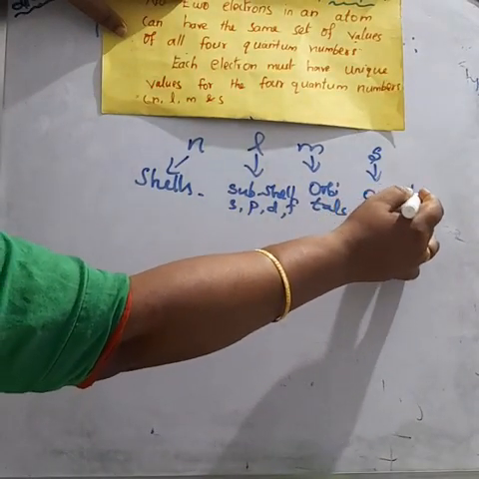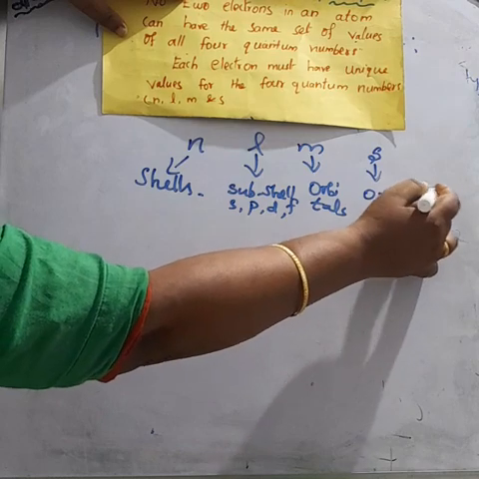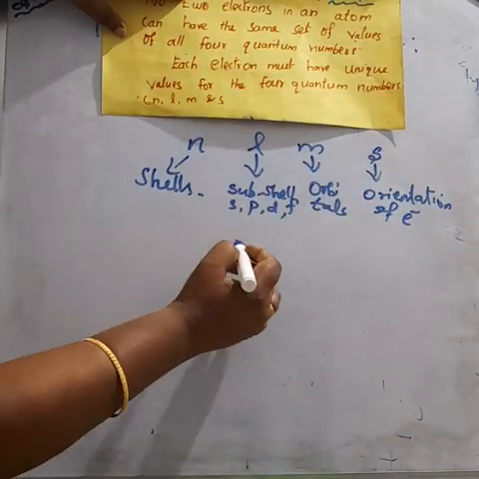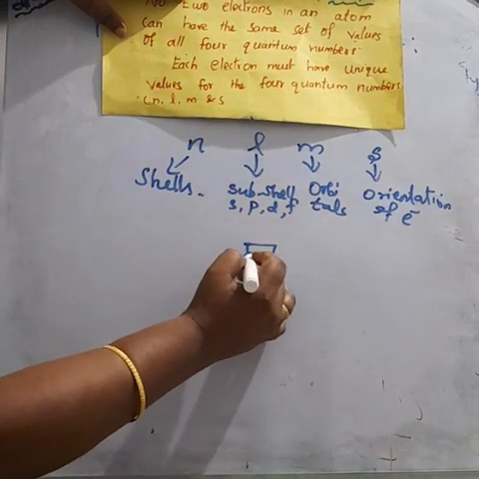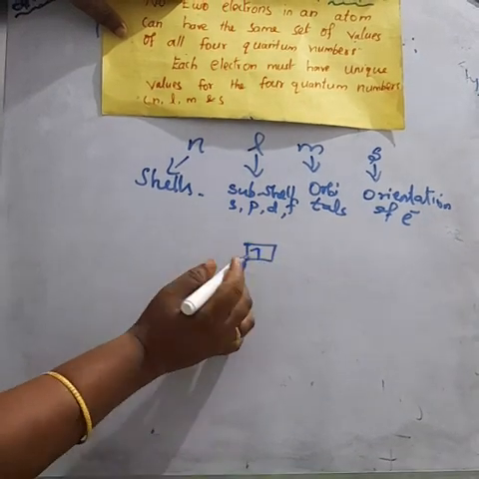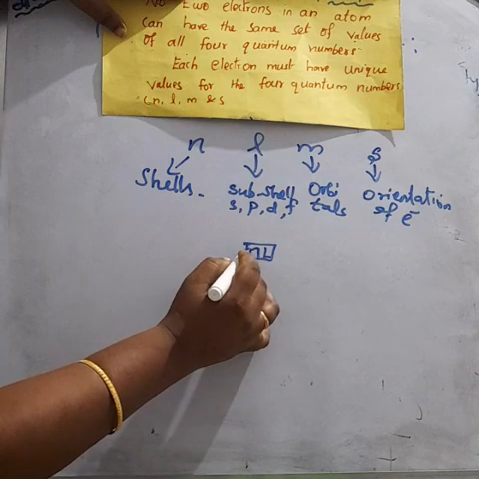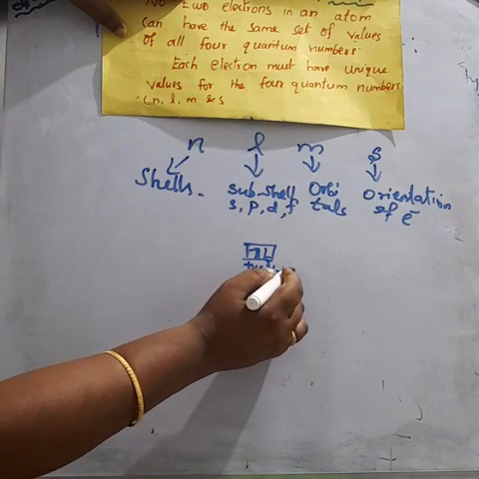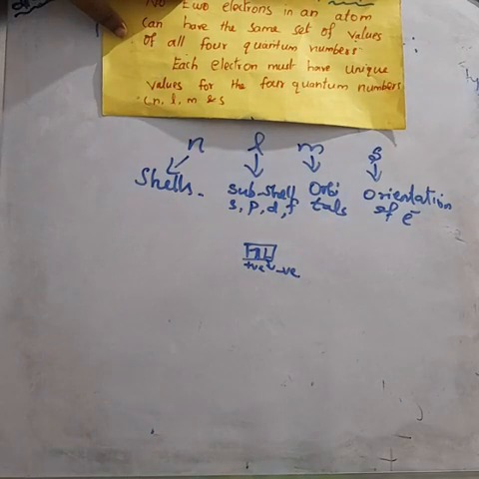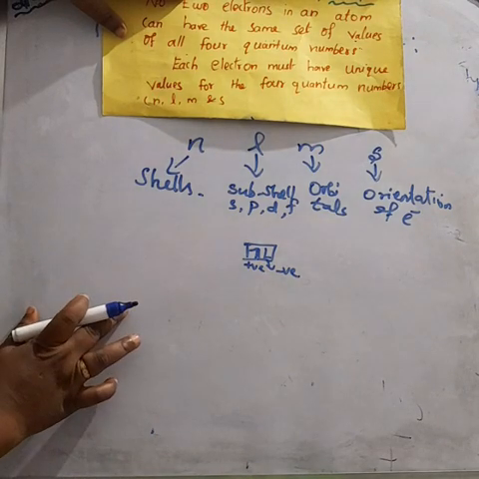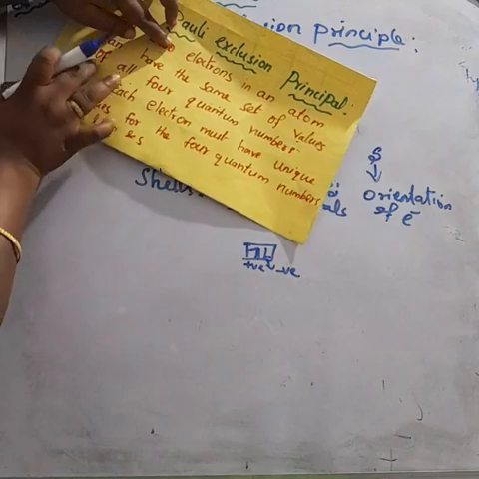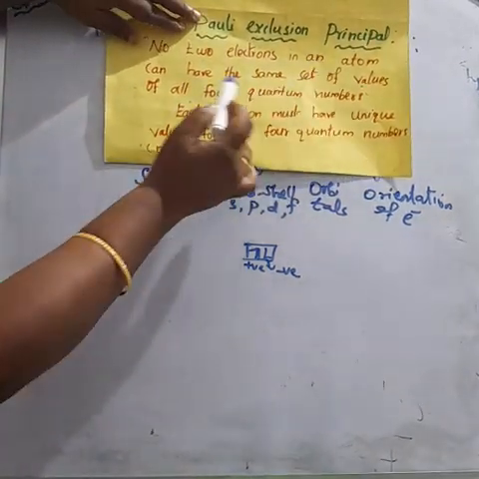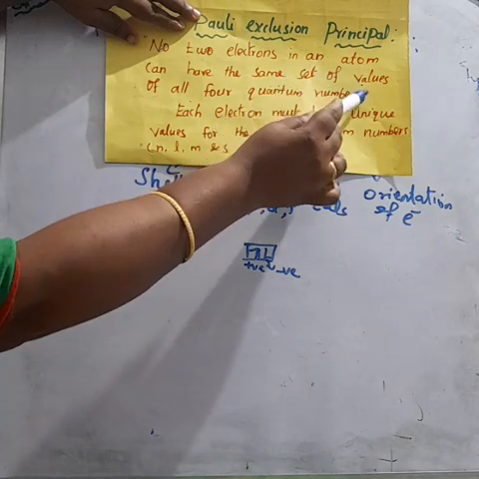Okay, in each orbital we can accommodate 2 electrons. If there are 2 electrons in an orbital, one has the positive spin and the other has the negative spin. So Pauli's exclusion principle suggests that no two electrons in an atom can have the same set of values of all four quantum numbers.